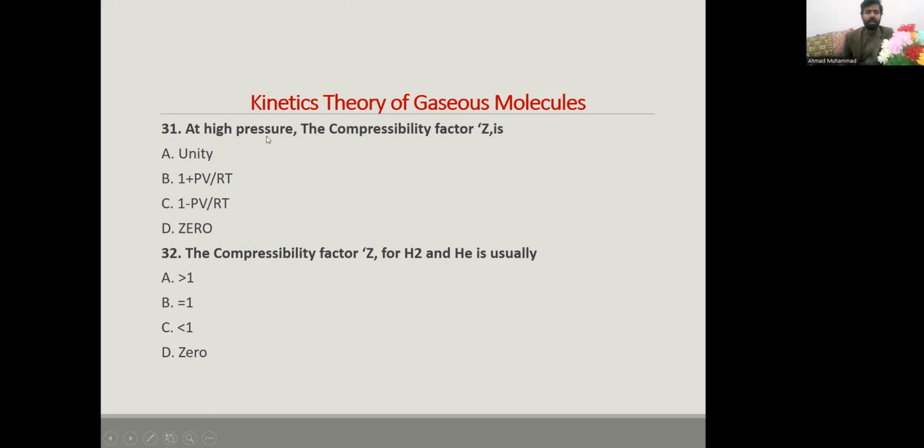Question number 31. At high pressure, the compressibility factor Z is unity, 1 plus PB over RT, and 1 minus PB over RT, and the other option is 0. So the right option from these four options is B, 1 plus PB over RT. Similarly, the compressibility factor Z for hydrogen and helium is usually greater than 1, equal to 1, less than 1, or equal to 0. So the right option is A, which is that the compressibility factor for hydrogen and helium is greater than 1.